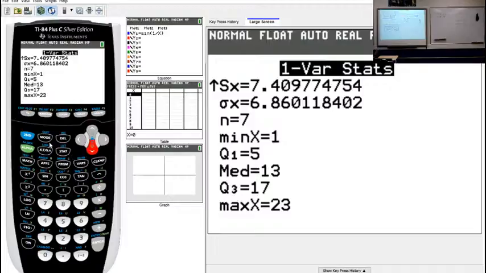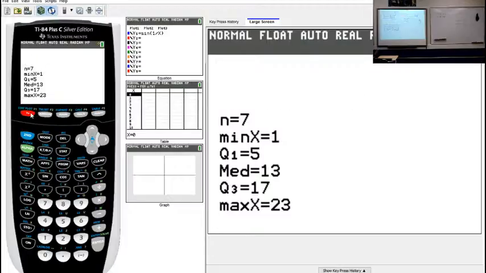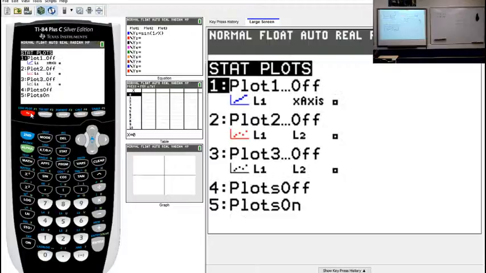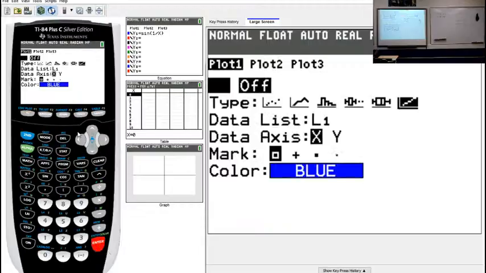And we can actually use this to make some graphs. So go to second, y equals. These are your plots. You've probably used this menu before to make scatter plots, but that's not what we're going to do today. We're going to turn it on. And it asks for the type. And you can have a couple different things. We'll talk about what this one is at the end.